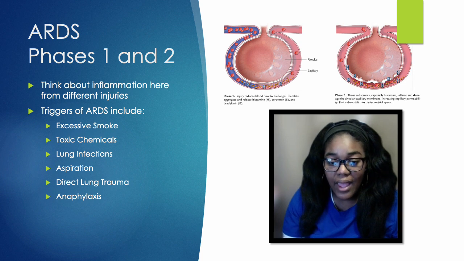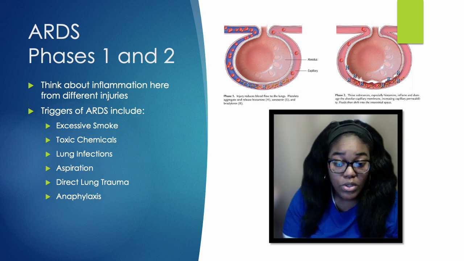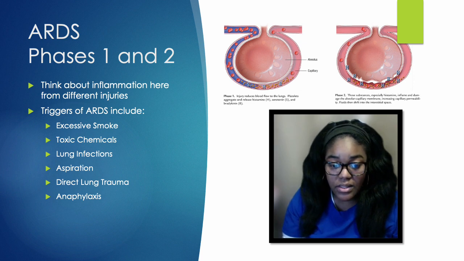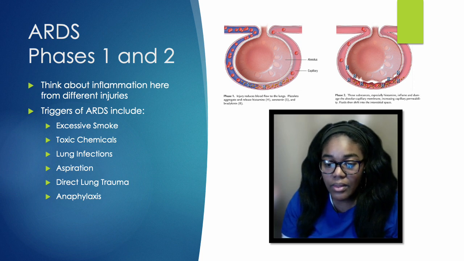So when we have that happen, platelets are aggregating and they release histamine, which is one of our inflammatory cells, to help with the inflammation response. So we have histamine, serotonin, and bradykinins. Then we move into phase 2, where histamine further inflames the lung area, and especially at the alveolar capillary membrane.